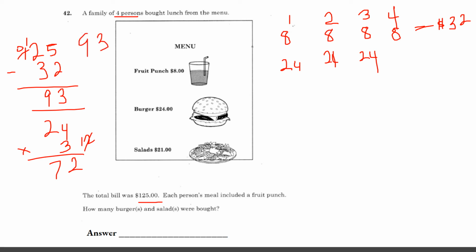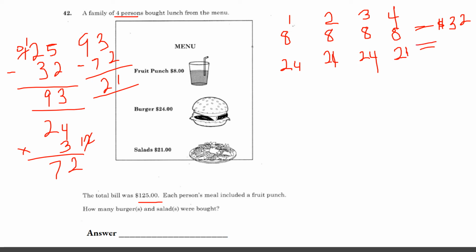Let's see how much money we have left. Take away 72. This is going to give me 1, 7, 8, 9, 21. Wow. So notice, 3 persons alone can get a burger, and 1 person, that health conscious person, is going to get a salad. And that's the end of our money there.